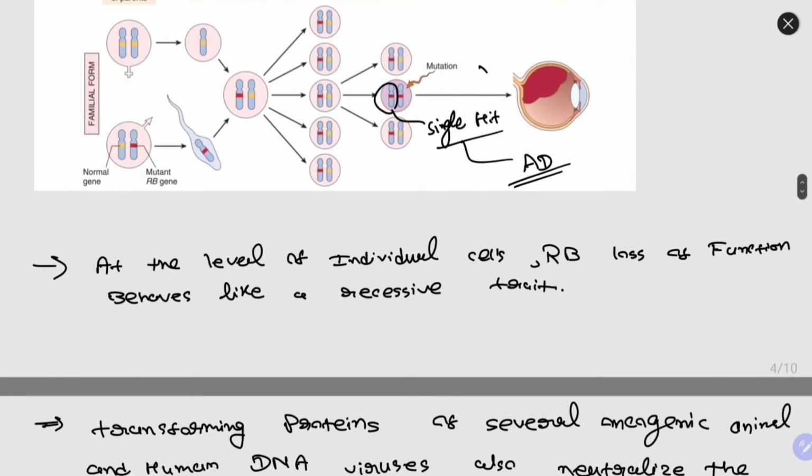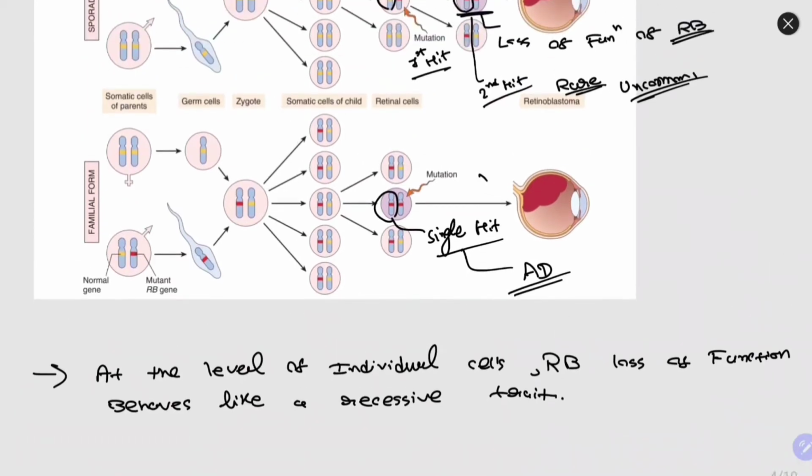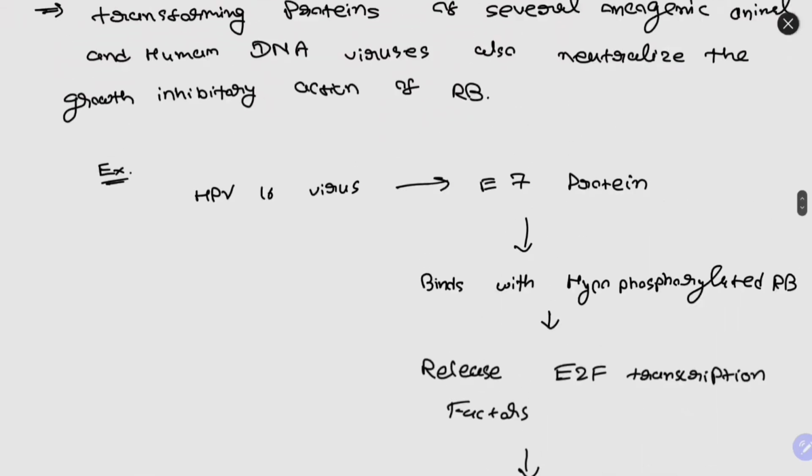Now guys, at the level of individual cells, RB loss of function behaves like a recessive trait. Yes guys, that could be understood. At the level of cells, it acts as a recessive trait, but clinically, or in our surrounding, it acts as autosomal dominant, but in individual cells it is a recessive trait.